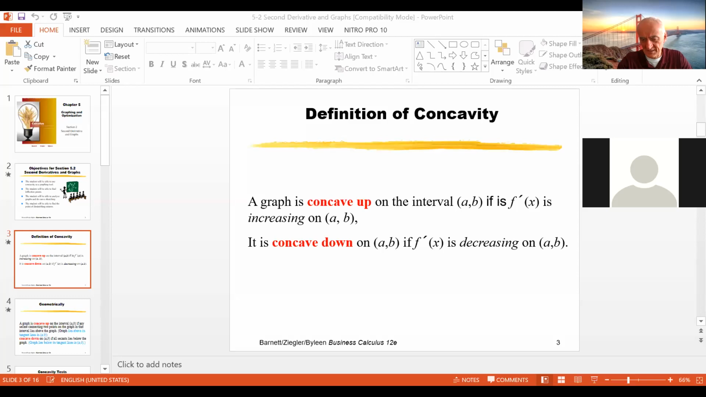when a function is concave up and when a function is concave down.